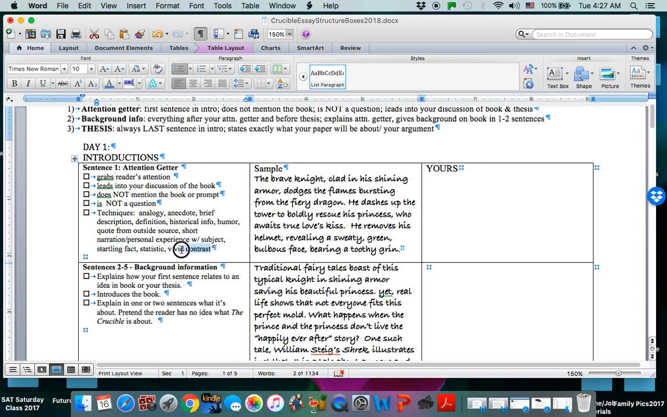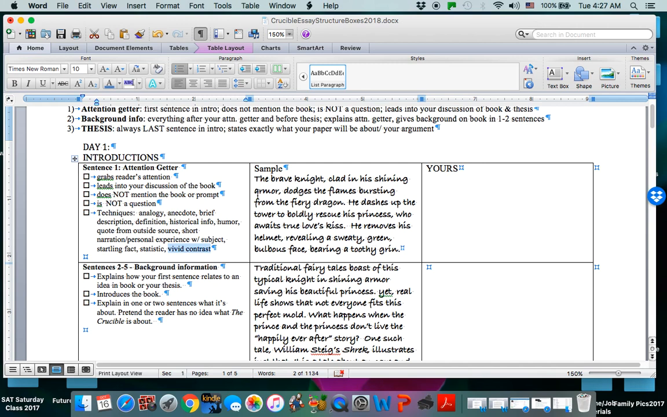And then vivid contrast. Now, vivid contrast is basically when you're taking situation A, here's what it would be like to live in an ideal world, an ideal situation where everything is happy and sunshine and roses, and then give a contrast of what the actual situation is, okay?